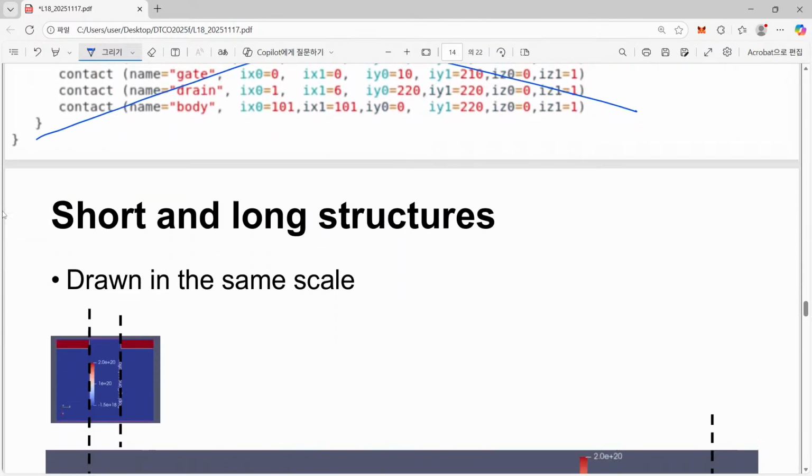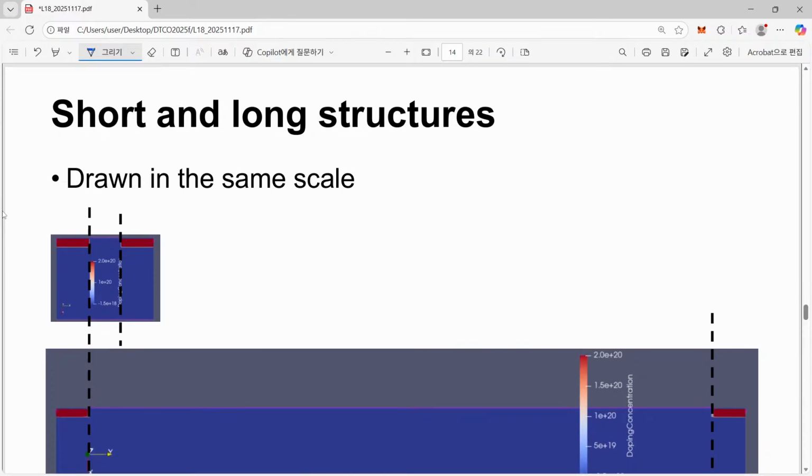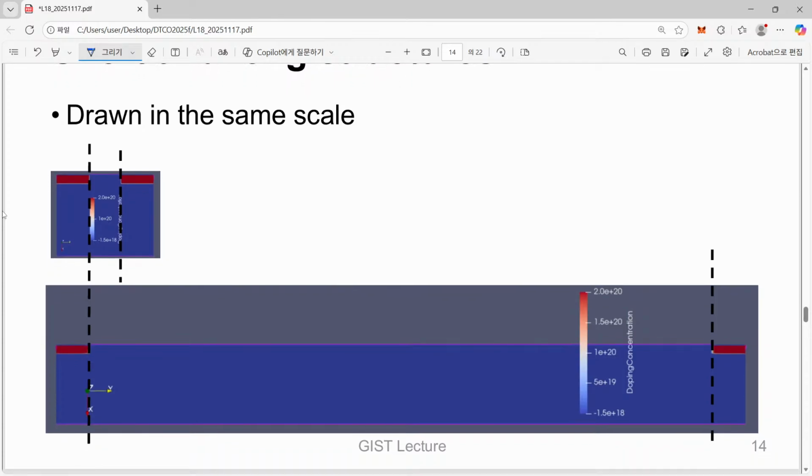But anyway, you can also try it by yourself. Okay, so now when you have your short and long channel devices, if they are drawn in the same scale, you will have these two different shapes. The lower, bottom one is long, and the upper one is short. So you can see that the scale is quite different.